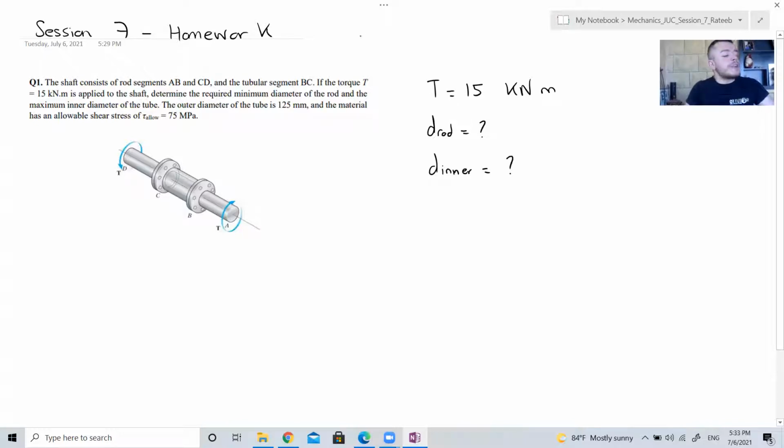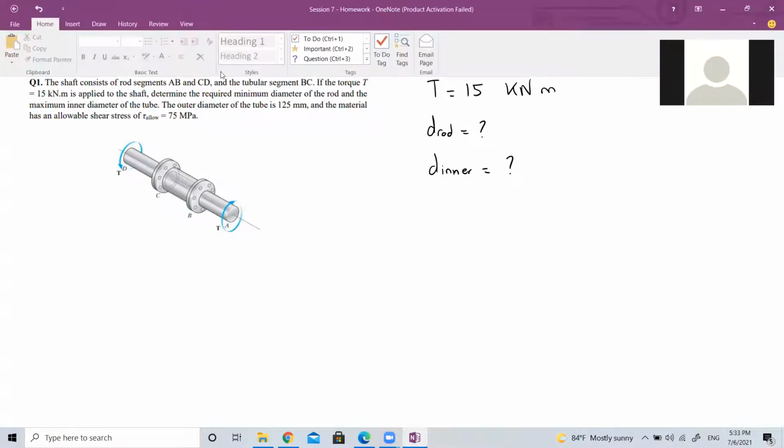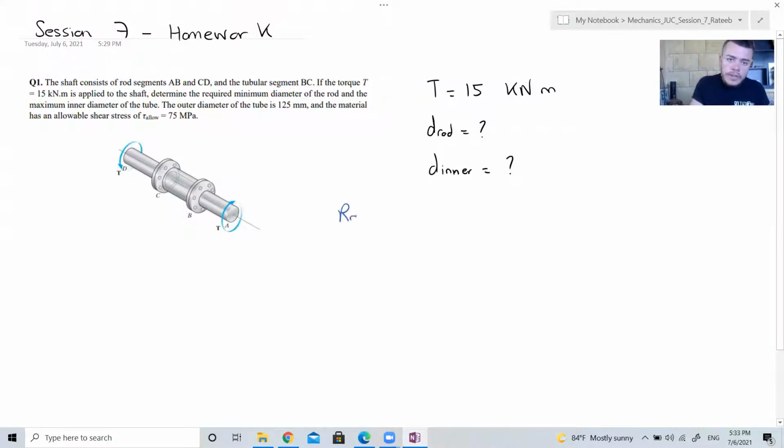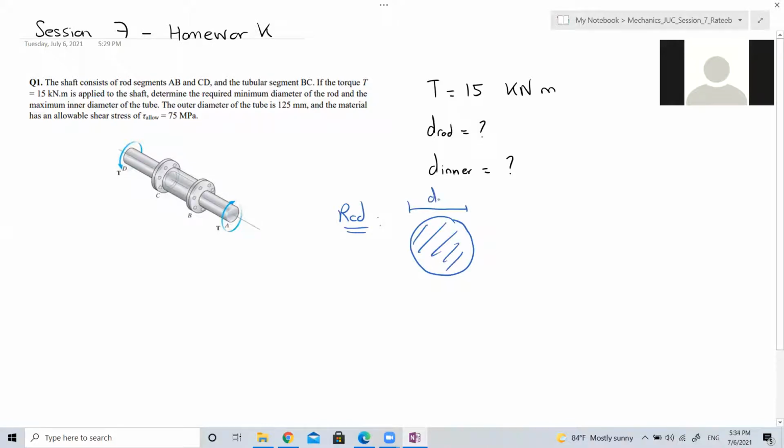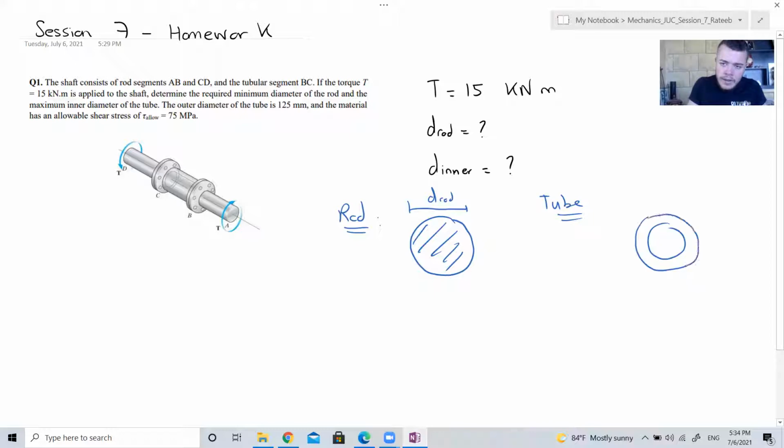What's the difference between a rod and a tube? The tube can have an inner and an outer diameter. Exactly. The rod in this problem is a solid disc. This is the diameter of the rod. However, the tube has a certain inner diameter. The outer diameter of the tube is 125. So D out is 125 and the inner diameter of the tube is what we need to find.